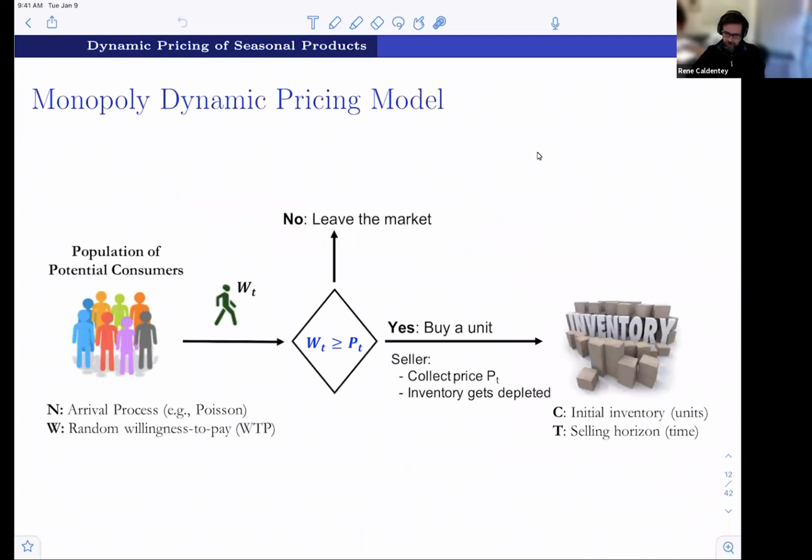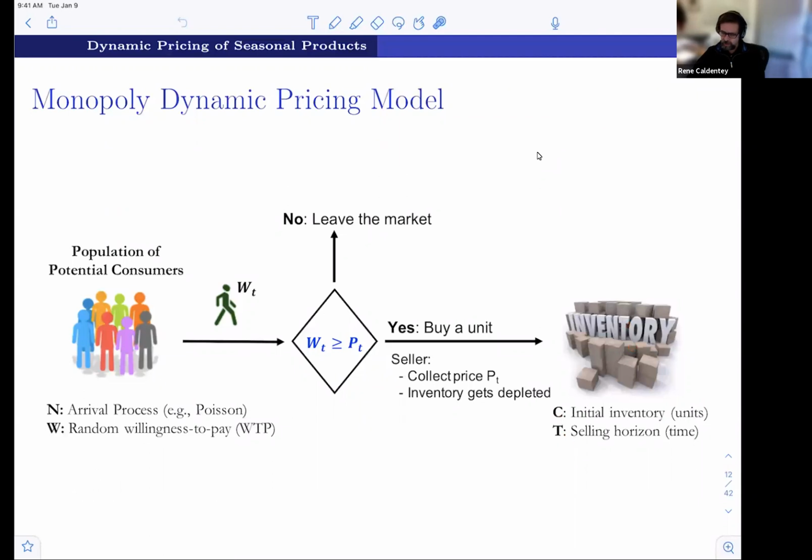Right? So let's say on the seller side, on the company side, we have some inventory of some seasonal product, could be a perishable product. Right? And so there's two characteristics. So this is some sort of commodity in many ways. There's a certain initial inventory, let's call that C units of inventory, and you have a certain amount of time, T, to sell this inventory, right?